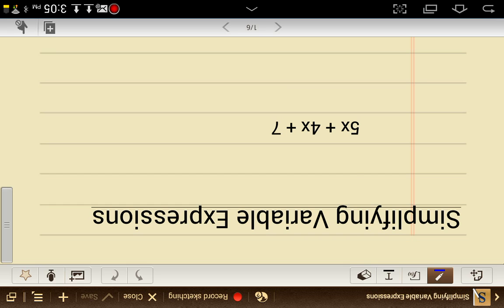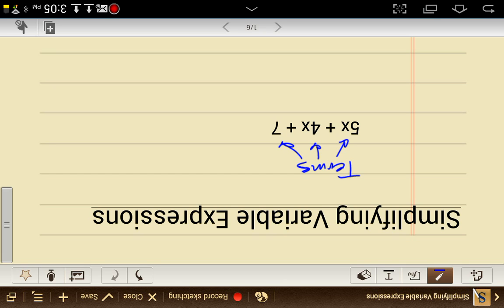The first thing I want to talk about is terms. And terms are the parts that make up an expression. And we have three terms in this example. They're 5x, 4x, and 7. And the terms are separated by addition or subtraction symbols. So a plus sign or minus sign is going to separate our terms. That's what we're going to look for. Multiplying and dividing does not separate terms.